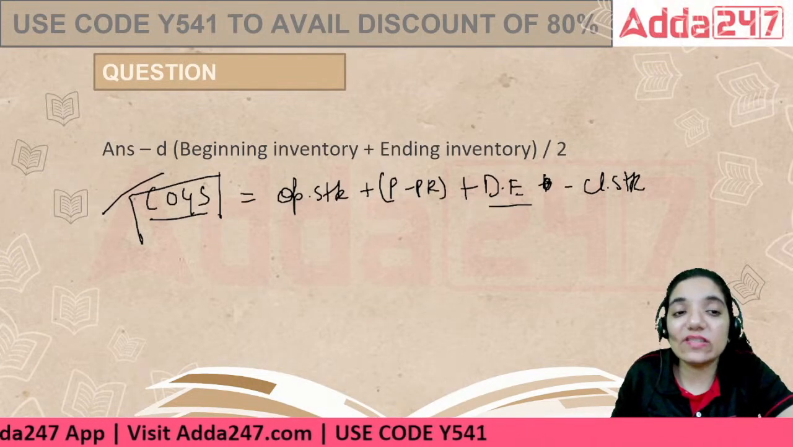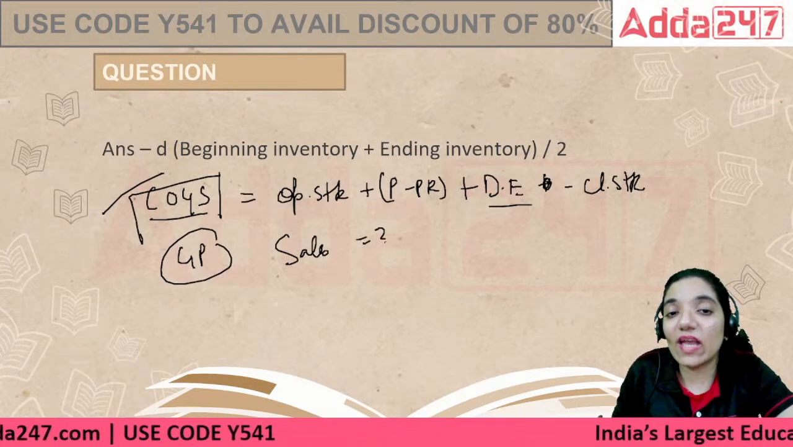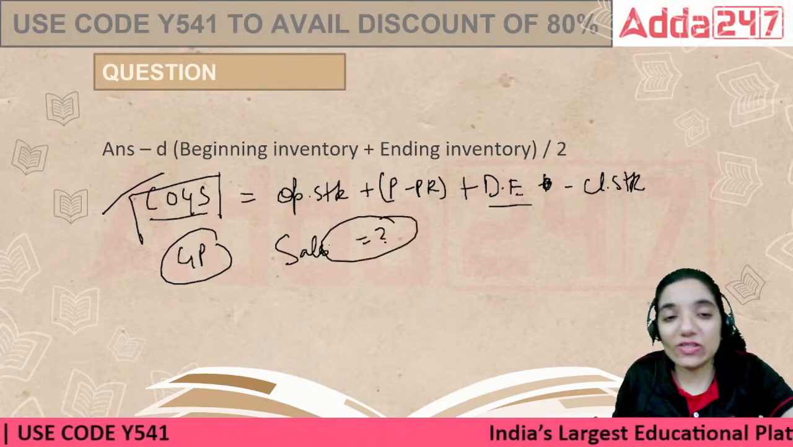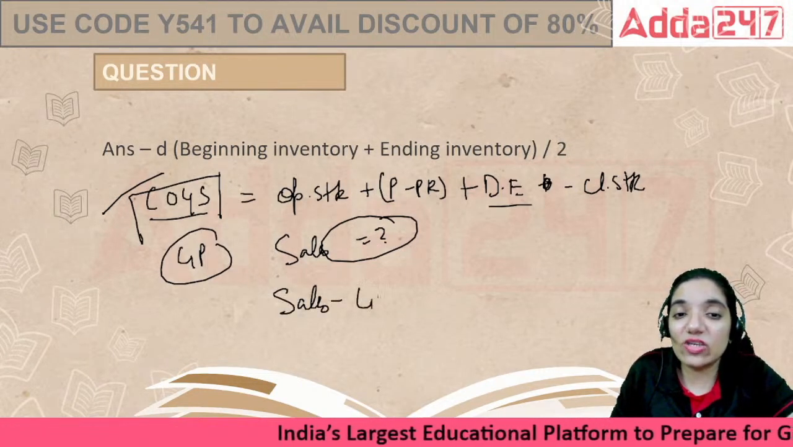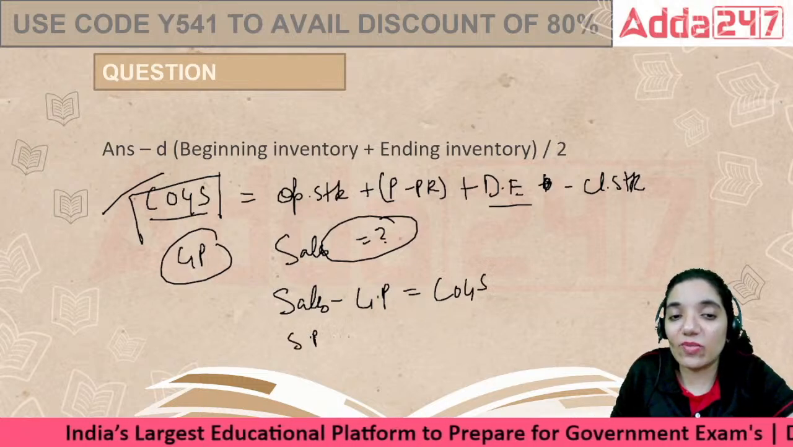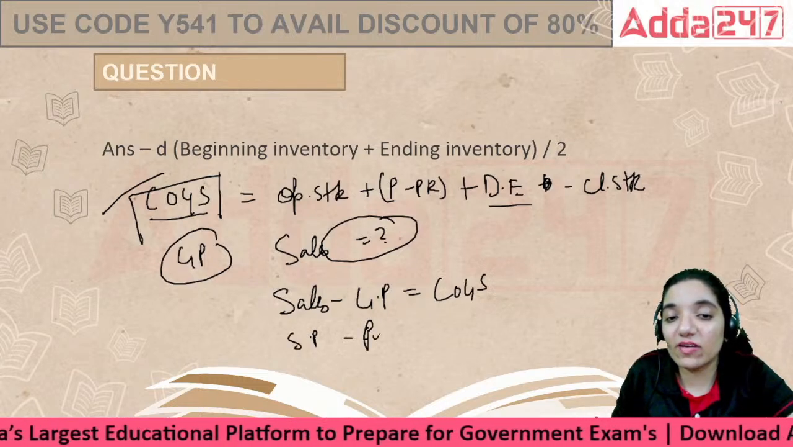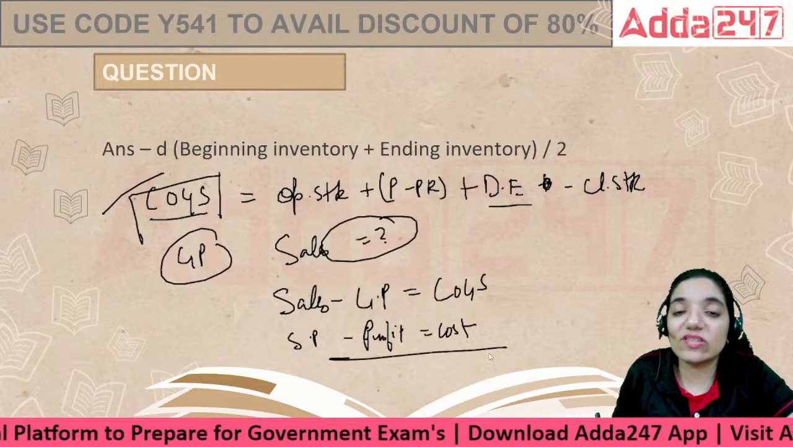So in case your GP is given and your sales is given, can we calculate the COGS, everyone? Yes, we can do that. That is going to be sales minus GP is equal to COGS. This means your selling price minus your profit will give us the cost, right? So this is the formula.